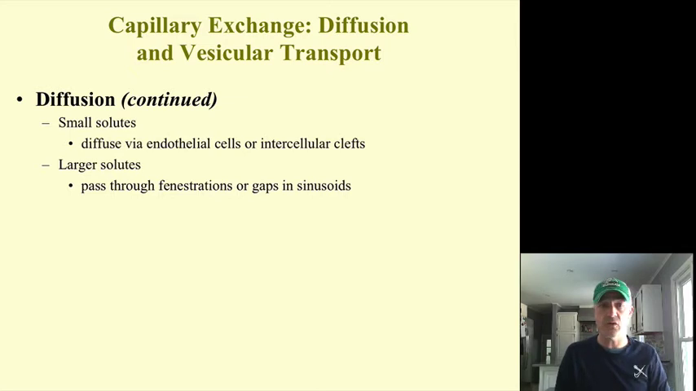Some of these things are going to move through the cells. Some of them are going to move in between cells. Things that are small will go in between endothelial cells, through the clefts between the cells. And in some places we have larger gaps, those fenestrations or sinusoids that we talked about in class, and things will pass through those gaps.